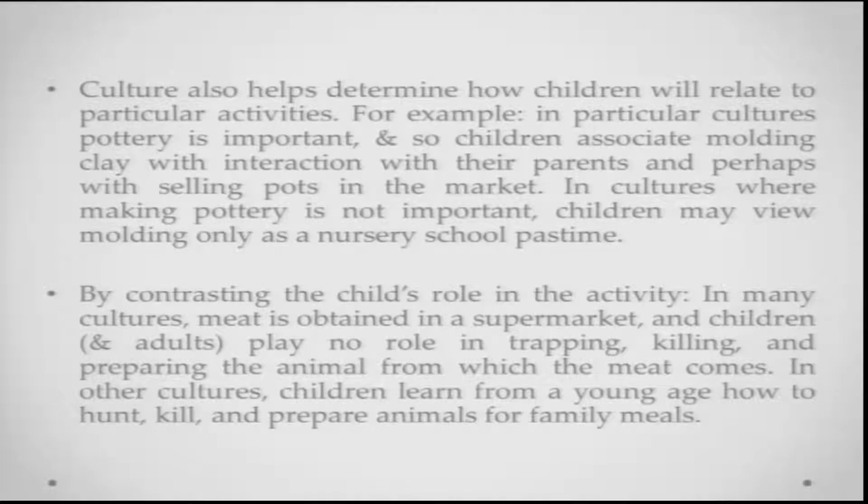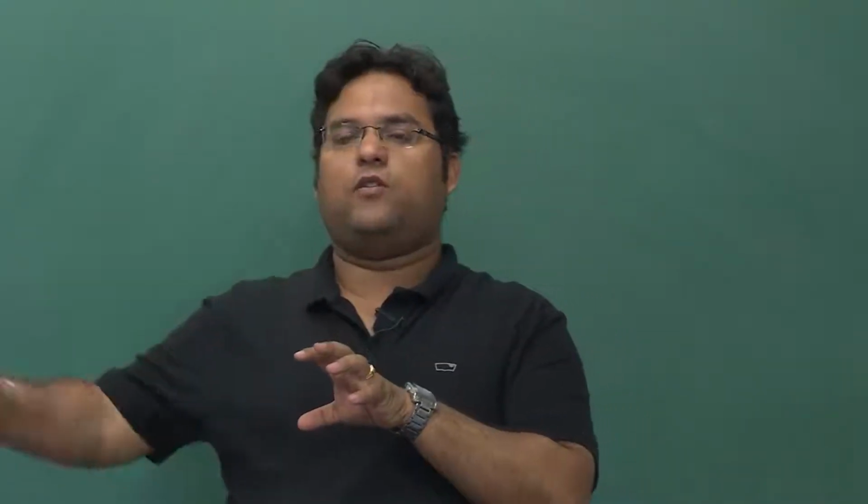By contrasting the child's role in the activity, culture also tells us a lot about how children will pick up something. For example, in particular cultures, meat is obtained in the supermarket, and children and adults really have no part in getting the meat to the table. They just go to the supermarket, pick up the frozen meat, pay the money, and they are fine with it. But in some other cultures, say for example tribal cultures, the meat basically has to be hunted. You have to trap the animal, kill the animal, prepare the animal. The entire aspect of eating meat has all of these three or four steps.